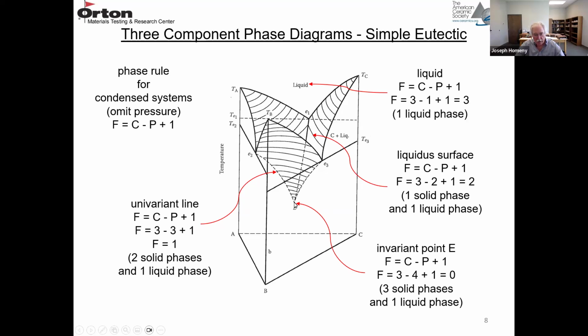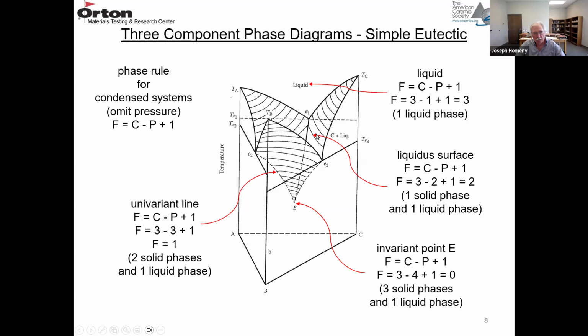This other point, E, is the eutectic in this ternary phase diagram. It's an invariant point. So there are 4 phases present here, the 3 solid phases, A, B, and C, and then the liquid phase. So F equals 3 minus 4 phases plus 1, or 0. So that's an invariant point, 0 degrees of freedom.